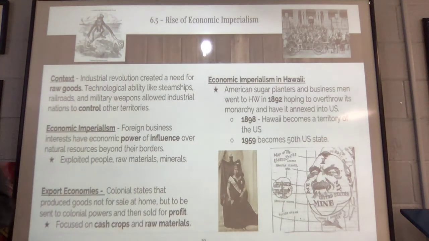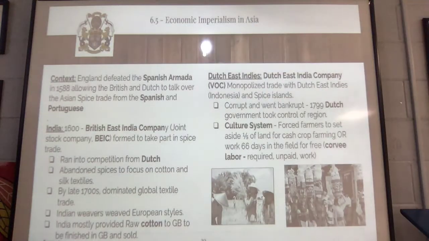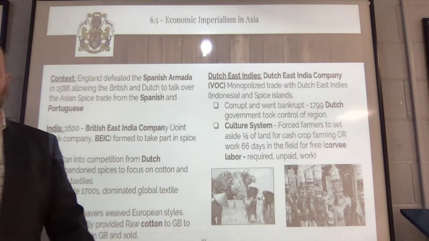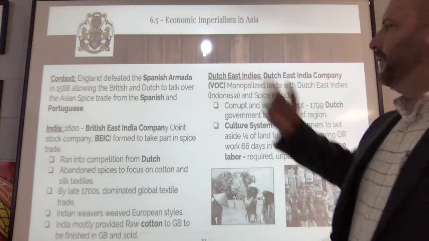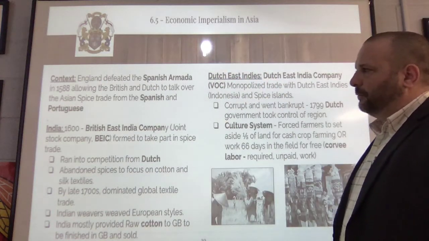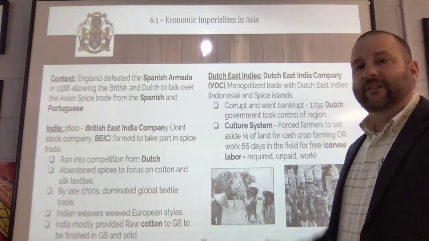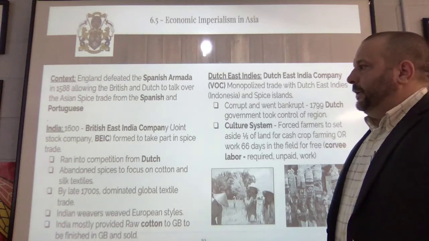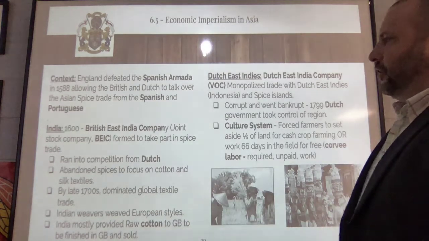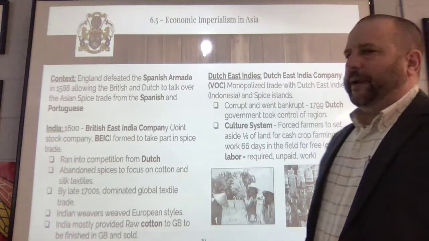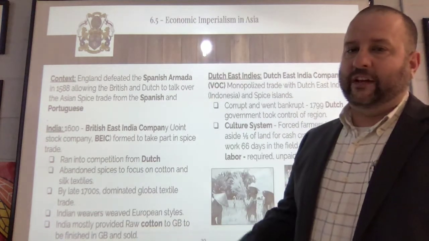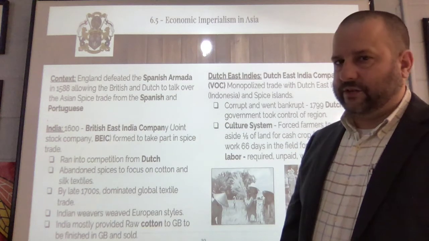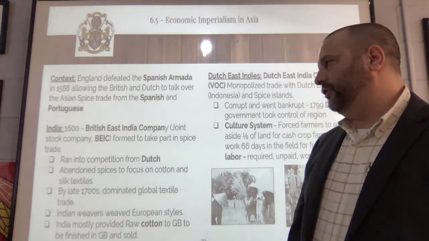So moving right along, let's look now in Europe, our context now being England. In 1588, England defeats the Spanish Armada, which was the best navy in the world. This allows the British and the Dutch to take over the Asian spice trade from the Spanish and the Portuguese. Remember, the Spanish and the Portuguese, their influence has waned greatly during this new industrial and economic revolution.